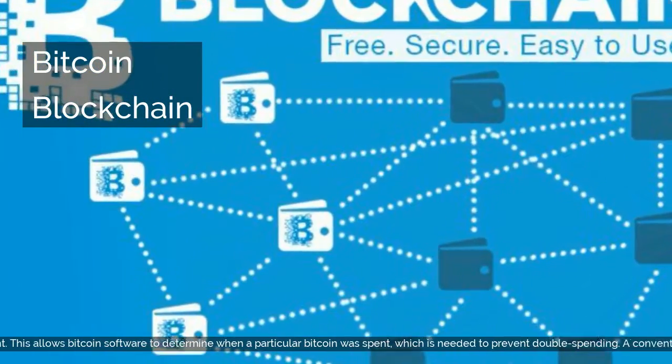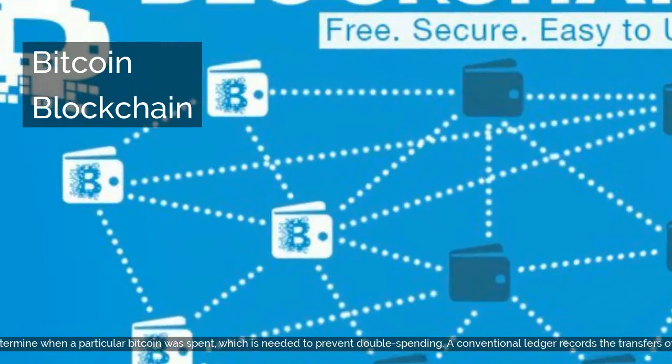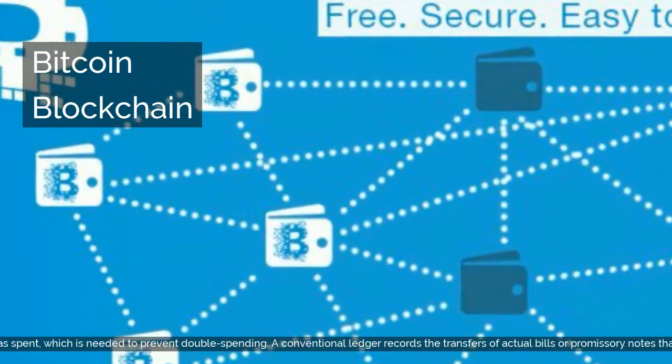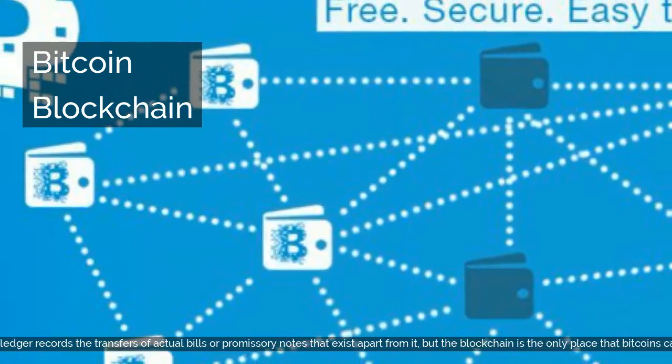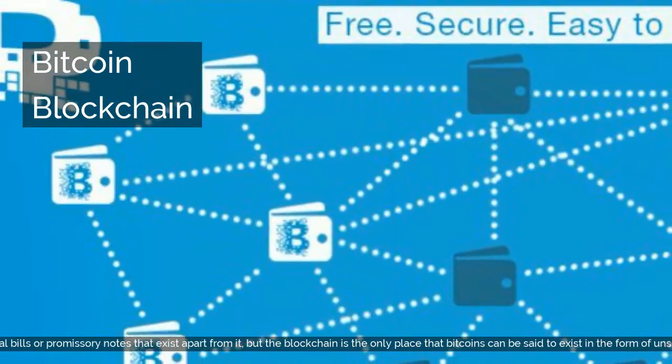A conventional ledger records the transfers of actual bills or promissory notes that exist apart from it, but the blockchain is the only place that Bitcoins can be said to exist in the form of unspent outputs of transactions.